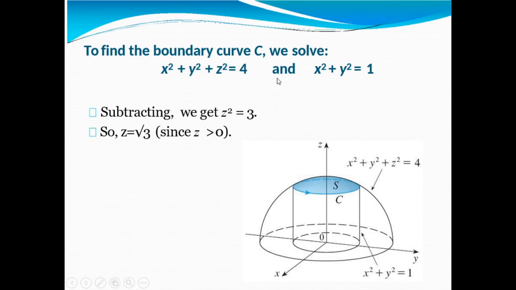To find the boundary curve, let us say C. First we have to solve both the equations: x square plus y square plus z square is equal to 4 and x square plus y square is equal to 1. When we subtract these two equations, x square and y square get cancelled in both. The remaining value will be z square is equal to 4 minus 1, that is z square is equal to 3. So the value of z will be root 3, since z is greater than 0.